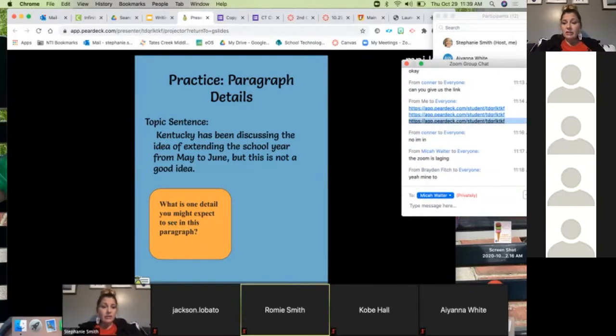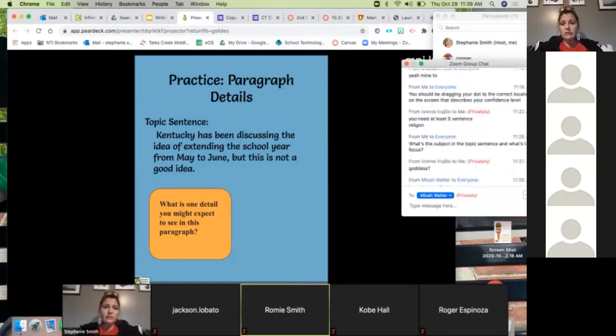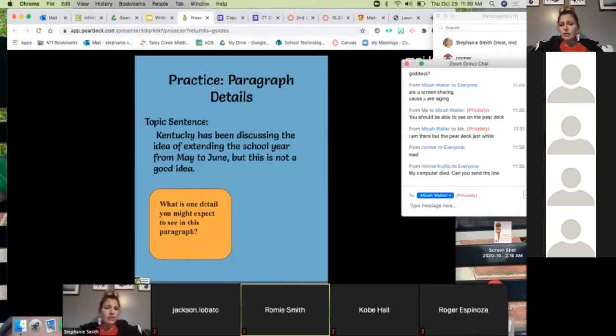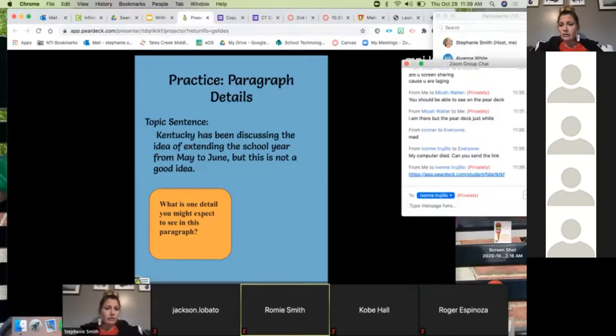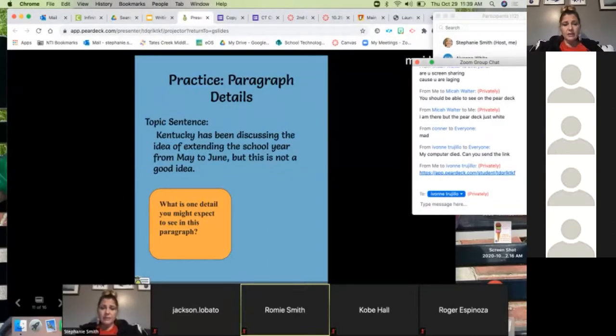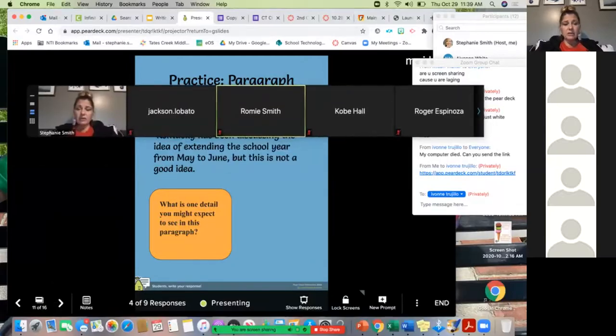That would be a good supporting detail. Teachers and kids need more time away from school, not less. We could even add to recover from a busy school year. We could say that. But here are some details we might expect to see in this paragraph. I can get this out of the way.